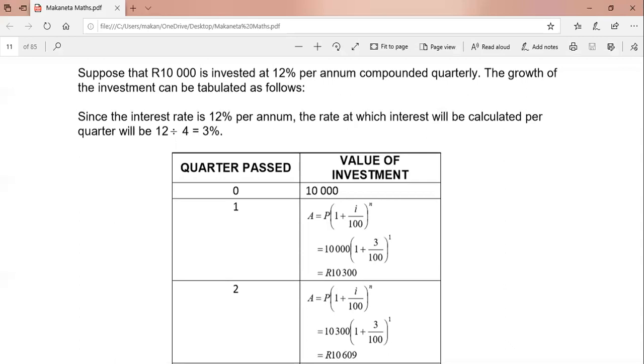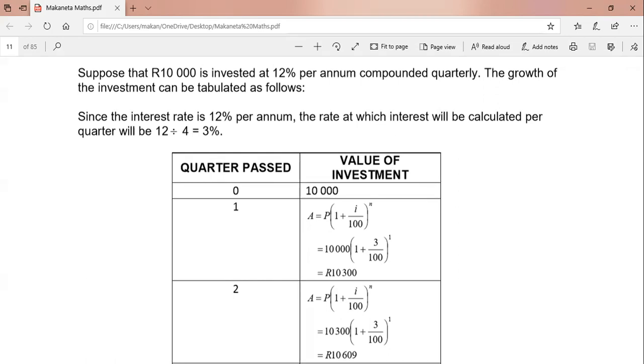So remember, this is compound interest again, so you need to be able to use the correct formula for the interest rate. Now, if 10,000 rand is invested at 12% per annum, compounded quarterly, you can look at the table where the first column is the quarter that has passed, and the right-hand column is the value of your investment. So you can put in the value there.